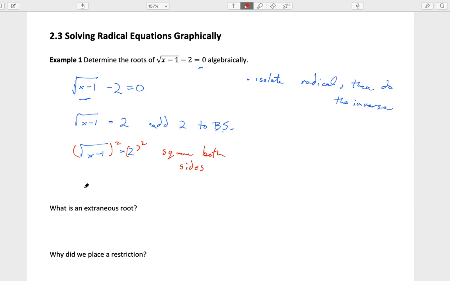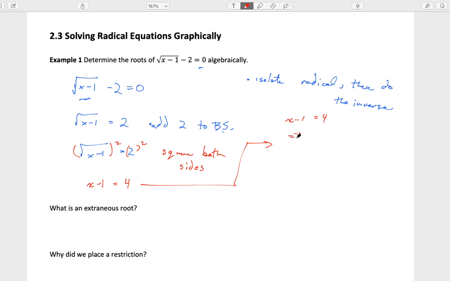So I'm going to square the left-hand side. The square root of x minus 1 squared is really just x minus 1. 2 squared is 4. Well, I certainly hope this works out here. I'm kind of feeling nervous. So now I just simply have to check this. So x minus 1 is equal to 4.